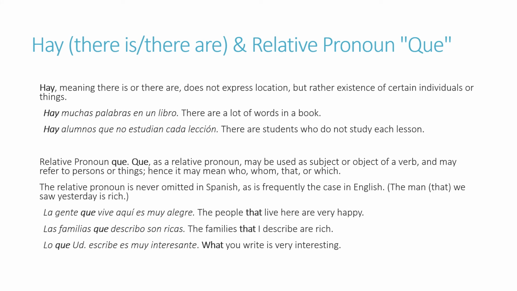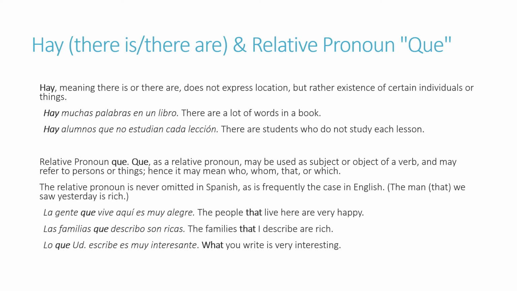Two other important tools to build your Spanish are understanding the meaning and use of the word "hay," which is Spanish for there is or there are, as well as the relative pronoun "que." Hay, meaning there is or there are, does not express location, but rather the existence of certain individuals or things. For example, hay muchas palabras en un libro. There are a lot of words in a book. Hay alumnos que no estudian cada lección. There are students who don't study each lesson.